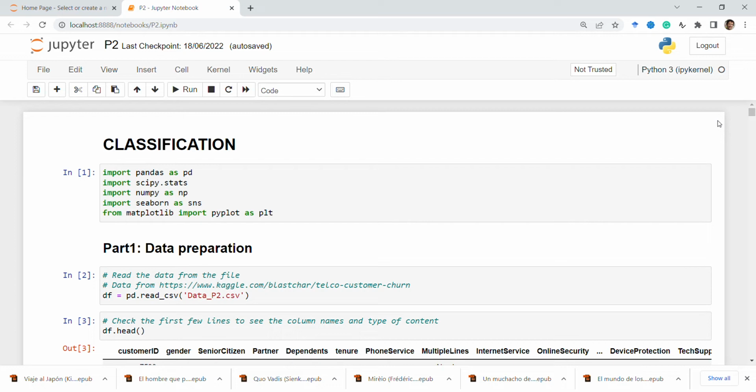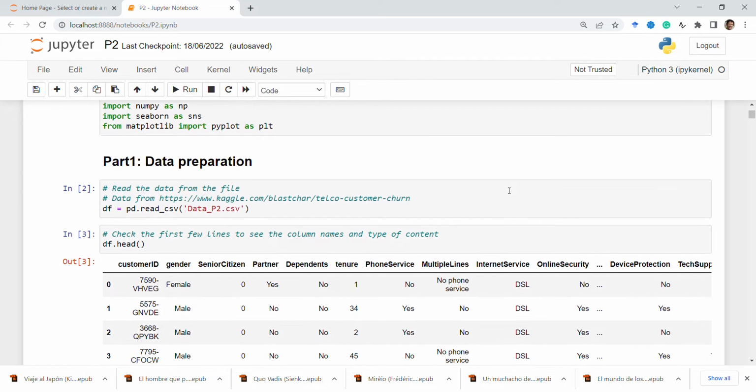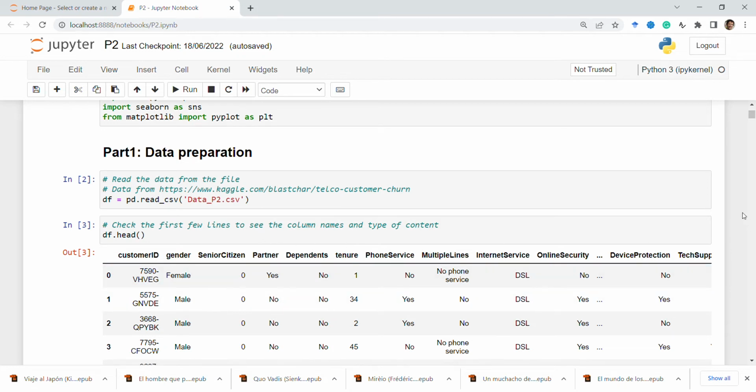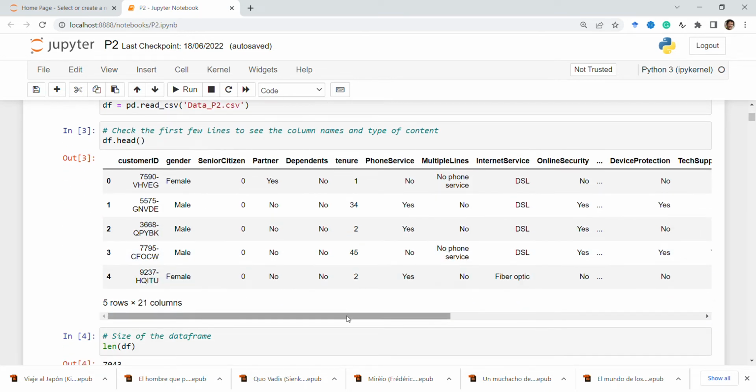Okay, so in this session we will see an application of classification. In this problem, we will have a database with many customers, and these customers are customers of a telephone company, of a communications company, and we have a number of columns describing these people.